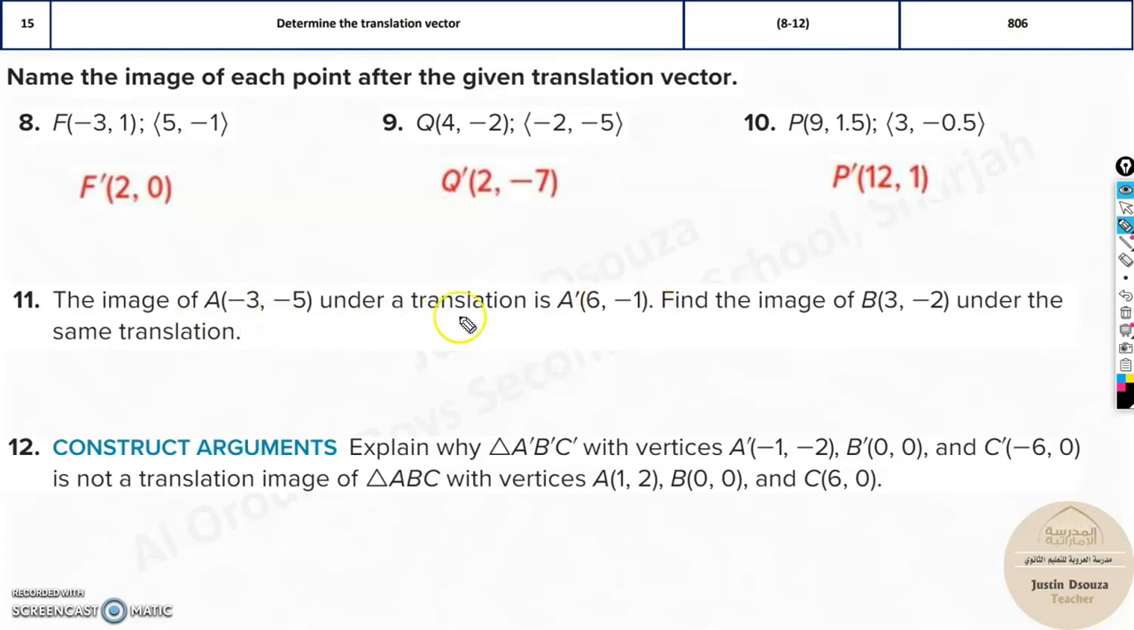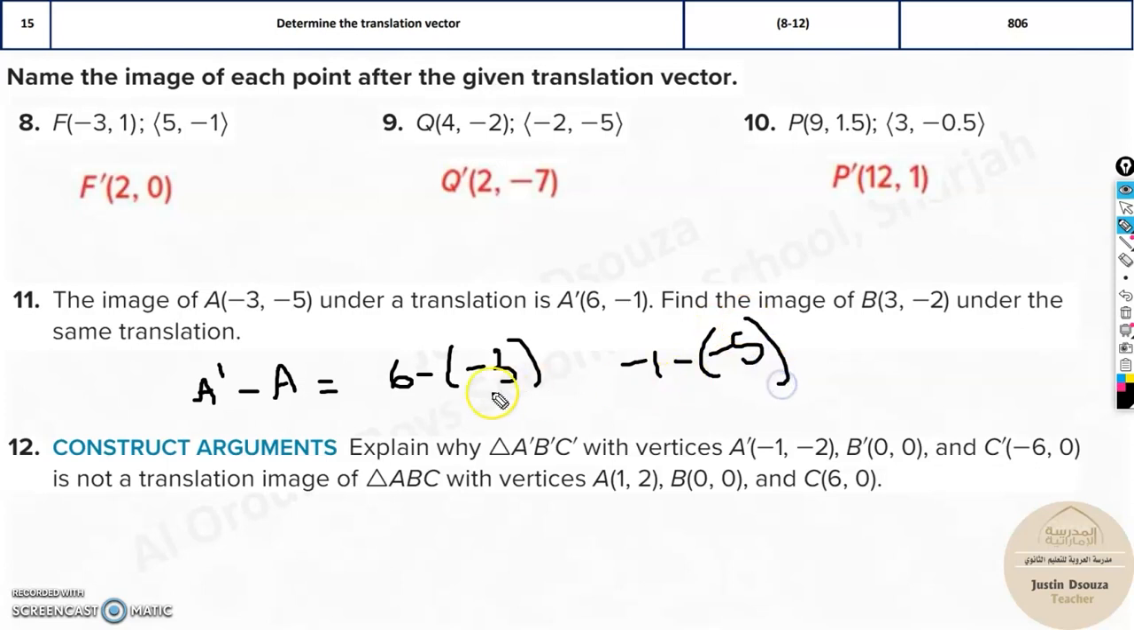But we need proper values. So how do you do it? First find the translation vector, how it is translated. This minus this will give you the translation vector. That is, A dash, the translated point, minus the original gives you the translation vector. So that means 6 minus of minus 3, and minus 1 minus of minus 5. Now you'll get 9 over here, and then over here you will get plus 4, because minus minus becomes plus. 5 minus 1 is 4. So 9 comma 4 is the translation vector.